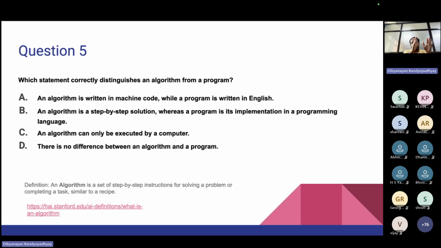So in one step, that is the algorithm, the step-by-step thing that you can think in your mind and write in pseudocode. And when you actually concretely write it in some programming language, that is the program actually. So this is the difference between algorithm and program.